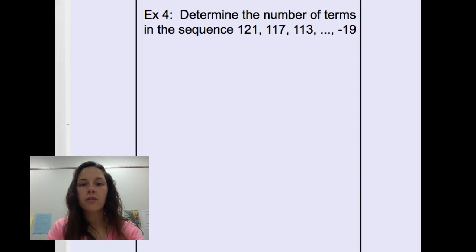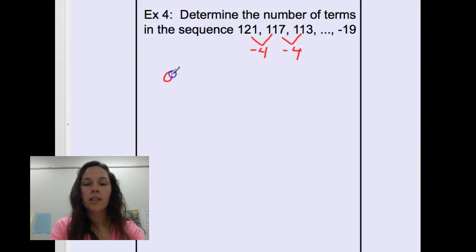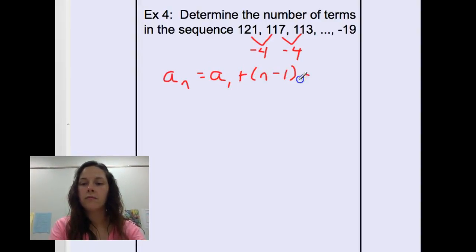And the last way we're going to use our formula is to determine how many terms are in the sequence, knowing the first term and the common difference. So if you take a look, we're subtracting 4 between the first several terms and the last term. So again, setting up that explicit formula and substituting what we know. We know the last term is -19.